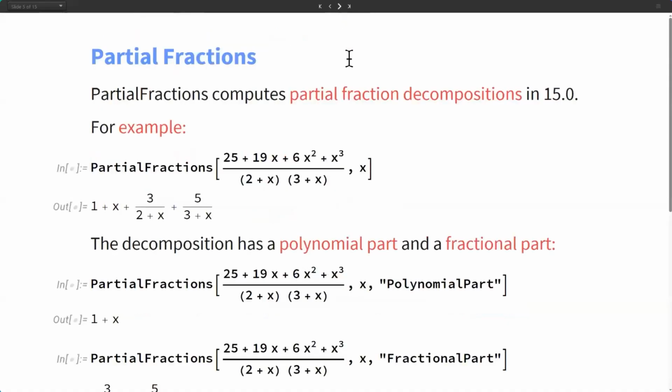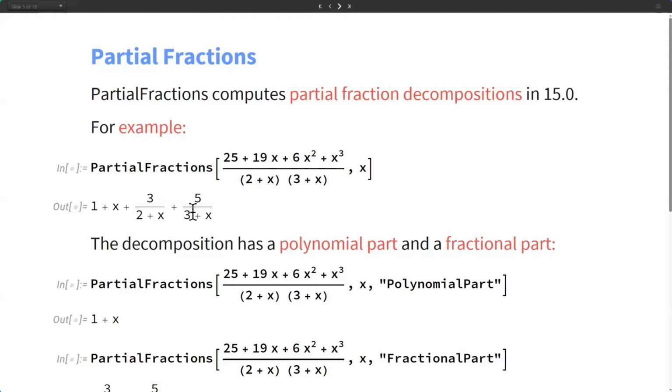Okay, so with that, let me go on to the college calculus theme for today, which is partial fractions. So we have a new function called PartialFractions, which will compute partial fraction decomposition. So for example, here's a rational function, and I've left the denominator factored just to make things clear. So you want the partial fractions of the rational function, and what you get back is a kind of polynomial part and a fractional part over here.